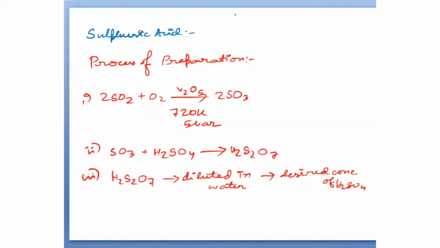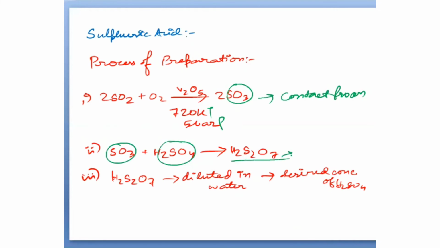Next is sulfuric acid. Now the process of preparation, as I have said: first, 2SO2 plus O2, with V2O5 catalyst, 720 Kelvin temperature, 5 bar pressure, gives us 2SO3. So it is called the contact process. Next is SO3 plus H2SO4 gives us H2S2O7, or as I have said, oleum. Next, H2S2O7 is diluted in water, and it gives us the desired concentration of H2SO4, that is nearly 99%.